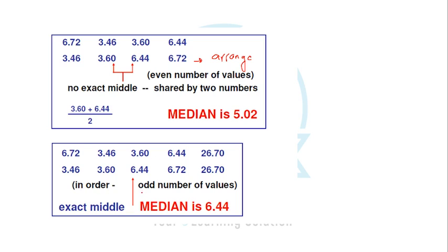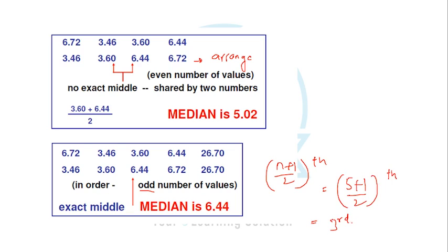If I take the case of the odd numbers, the formula is simple. That's n plus 1 upon 2th observation. First of all, arrange. That is 3.46 the smallest number, then 3.6 and so on. These are the numbers given to us. The number of observations are 5. 5 plus 1 upon 2th position is there. So that is third position. So third position is 6.44. So that is going to be your exact middle value. That is your median value.